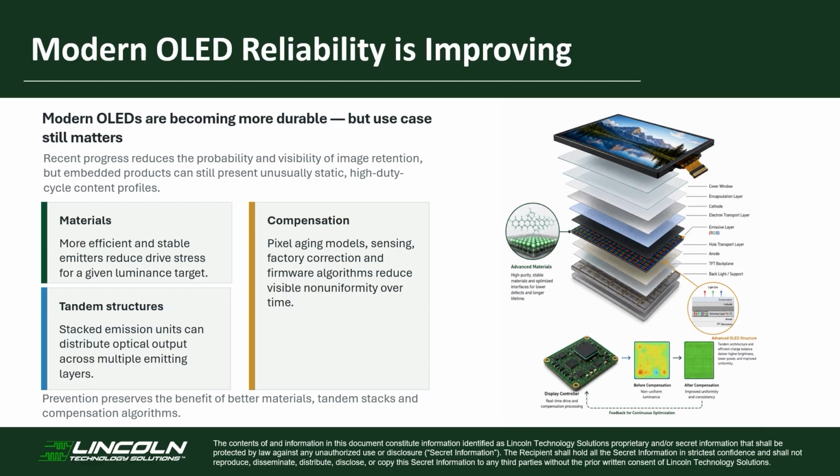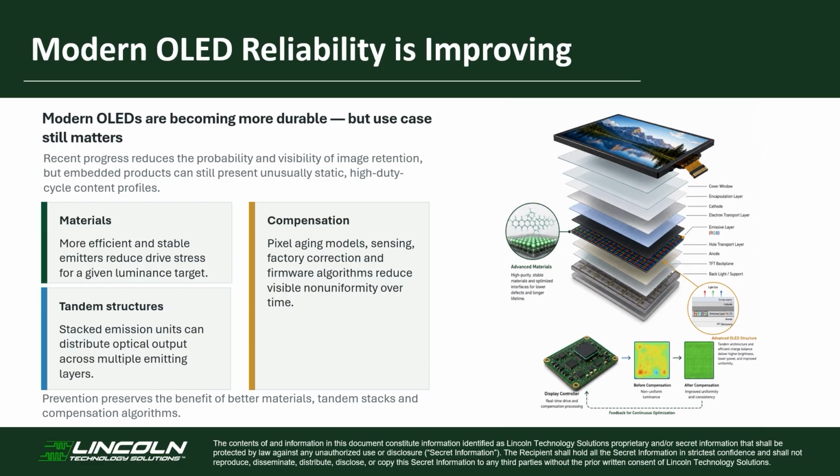These developments mean that burn-in performance shouldn't be judged only by the behavior of older OLED generations. However, better durability doesn't eliminate the importance of use case. Embedded products can still expose a panel to unusually static and high duty cycle content. Prevention therefore preserves and extends the benefits provided by better materials, tandem structures, and compensation. That brings us to the central theme of this presentation. Reliability must be managed at the system level.